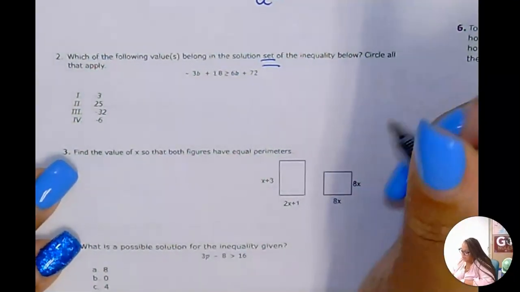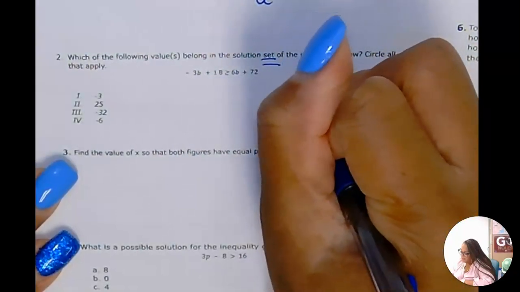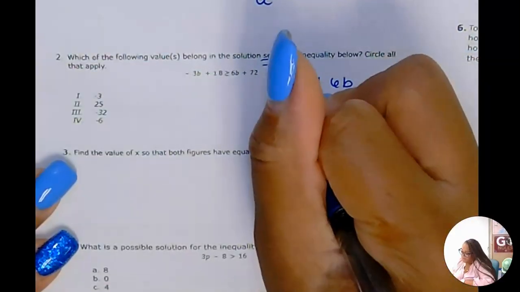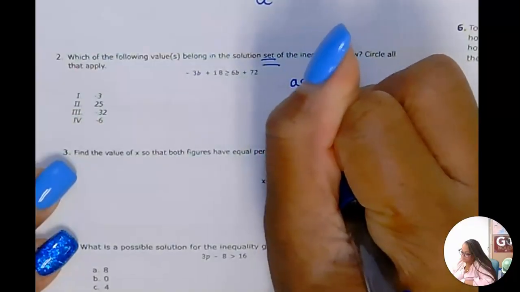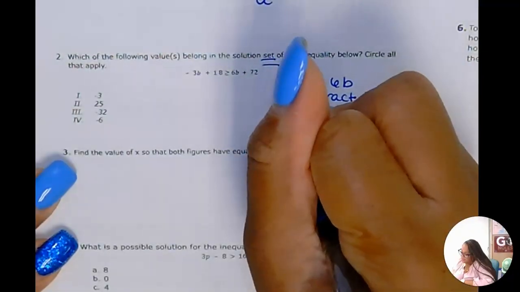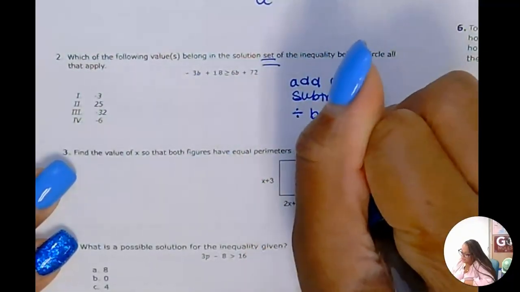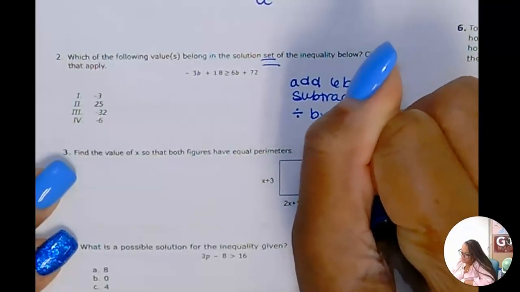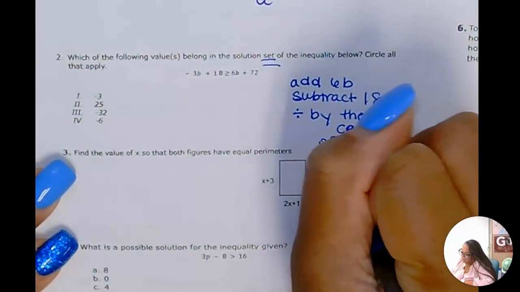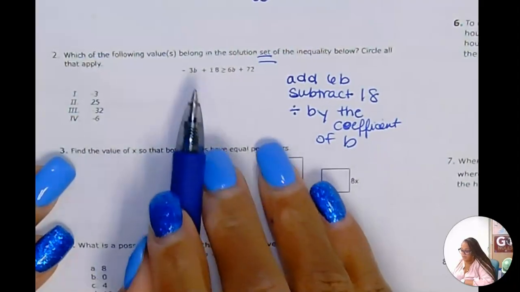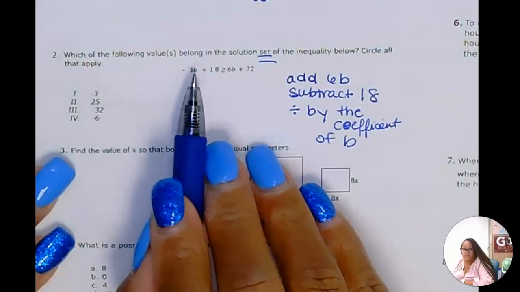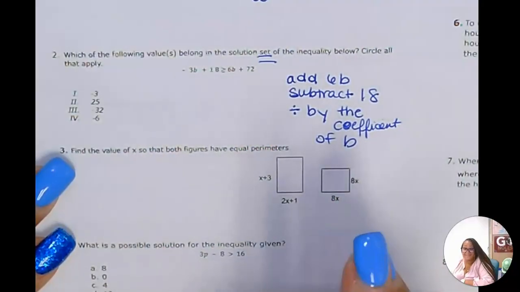So here I'm going to tell you that you are going to add 6b to both sides. And then subtract 18 from both sides. Then you will divide by the coefficient, because you'll get a new coefficient of b. Okay, so right here the coefficient of b is -3, here the coefficient is 6. When you move it over here, they'll combine, and then the coefficient changes. It will not be -3 and it will not be 6.